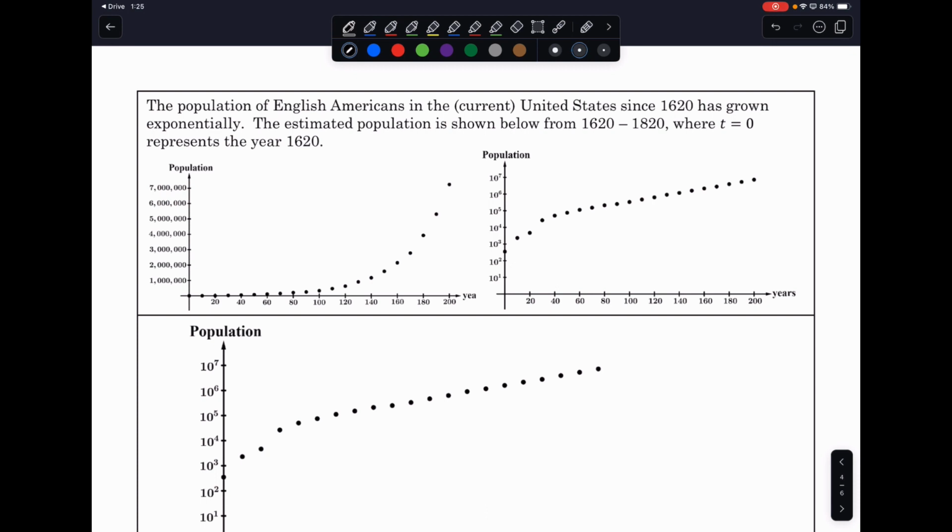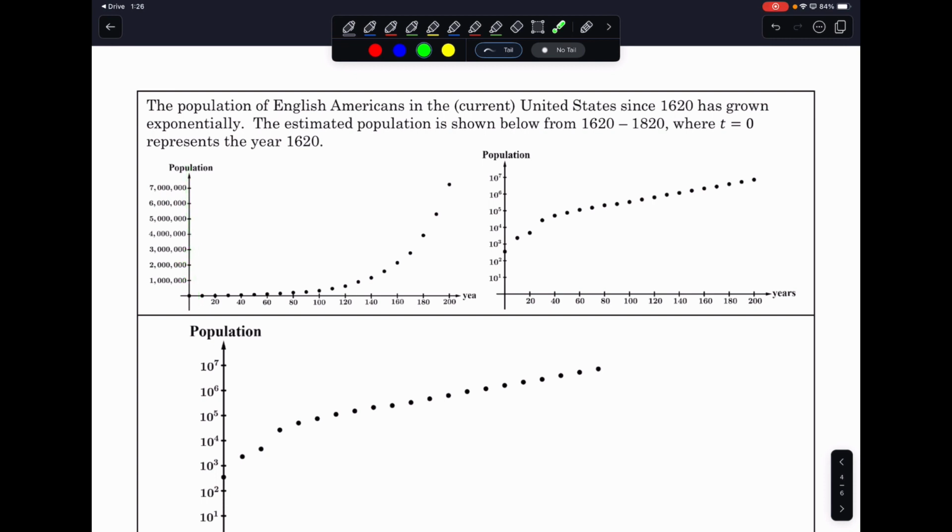This right here represents the population of the English Americans in the current United States from 1620 to 1820. And it's growing exponentially, as you see here in this graph. The estimated population, again, when t is equal to 0, represents the year 1620. Now you'll notice that the graph on the left shows the population using a normal scale on the vertical axis, okay? 1 million, 2 million, 3 million, and so on.